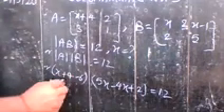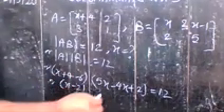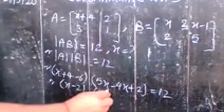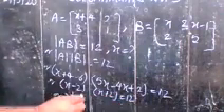So here you have x minus 2 and here you have x plus 2 is equal to 12. So x square minus 4 is equal to 12. So x square is equal to 16. So the value of x is plus minus 4. So in this way, the value of x is plus minus 4.